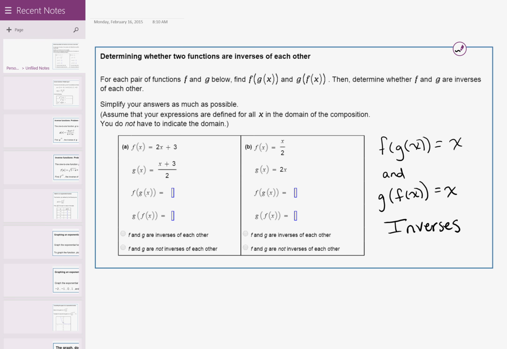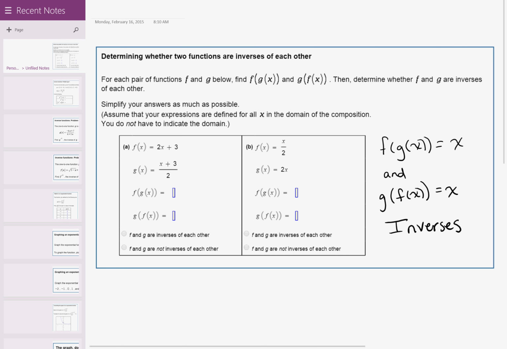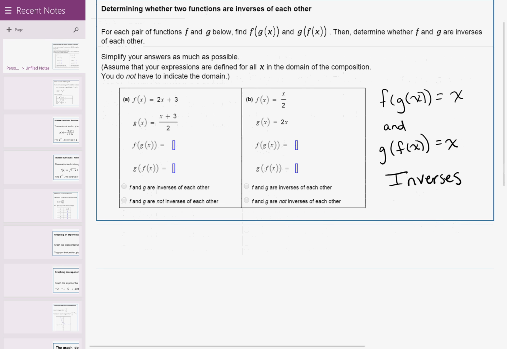Now, the larger implication of an inverse function is that one function undoes the other function. The inverse is an opposite action. So, I want to look at these various functions and give you the process of finding the composition, but then also explain it in words. So for part A, I have that f of g of x.